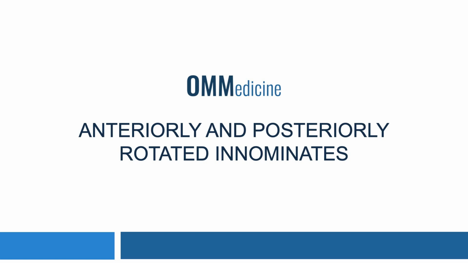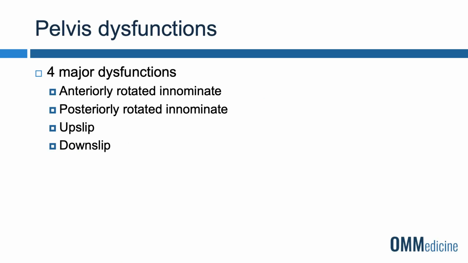Welcome to the OMM Medicine's module on anteriorly and posteriorly rotated innominates. There are four major categories of pelvic dysfunctions: the anteriorly and posteriorly rotated innominates, both of which will be discussed in this module, and the upslip and downslip dysfunctions, which are covered in another module.